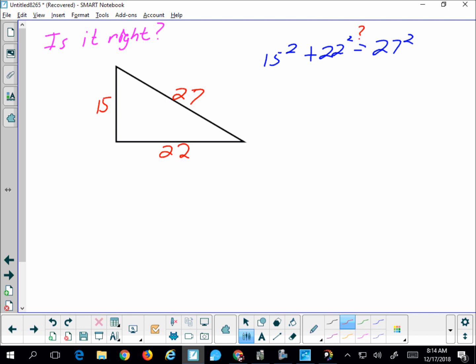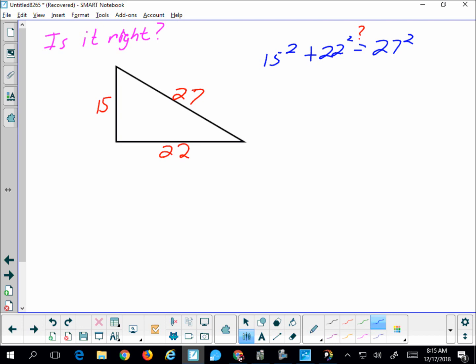All right, so with this one, since we're not sure if it's a right triangle or not, we put the little question mark above our equal sign, because that's what we're checking: is the left side of our equation actually equal to the right side, or is it not equal? All right, so we go ahead and square everything.